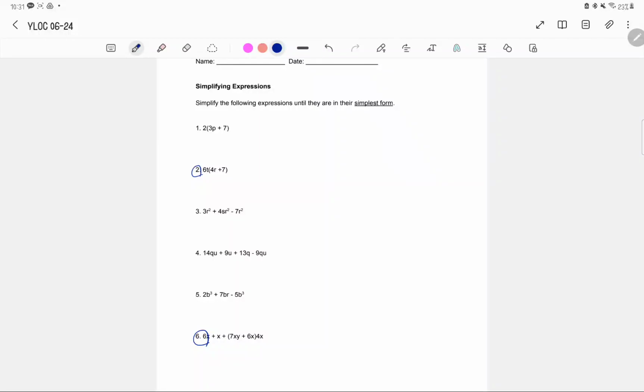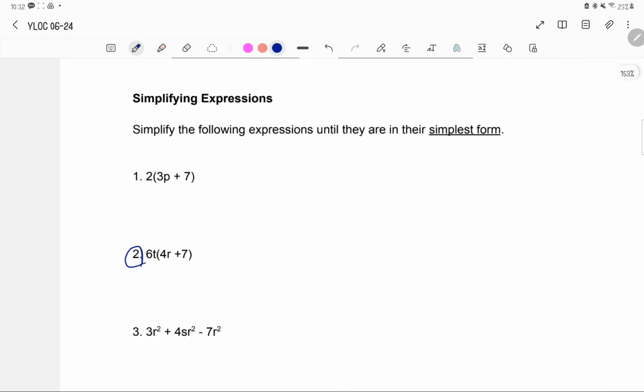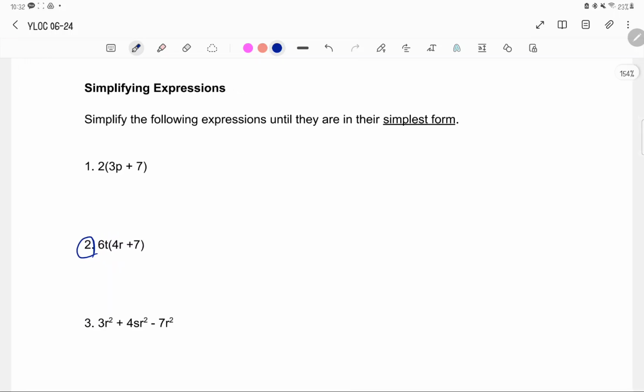This is Siyoung, and today we're going to go over 6th grade worksheet lesson 24. The first thing we're going to cover is simplifying expressions. Simplifying expressions means that you don't really have parentheses. That's the whole point.